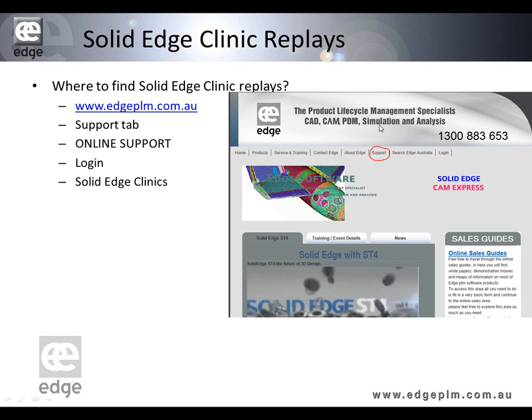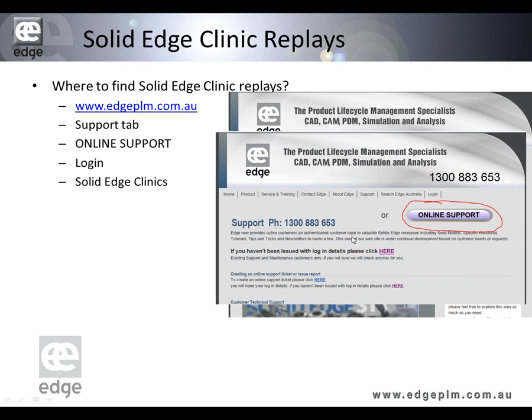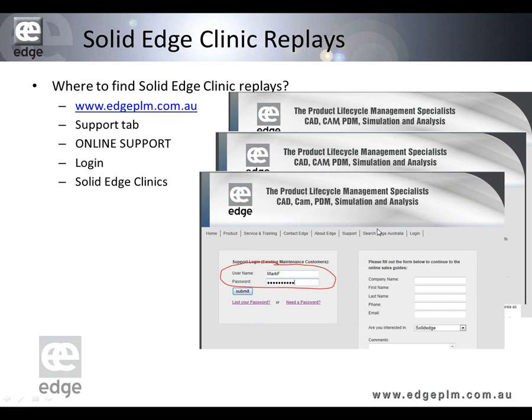So here's our website. When you get on there, click on the support tab across the top here. That will take you to the support page. Right at the top here, click on online support. Having clicked on that, it'll take you to the login page. Put in your username and password that you'd have got from us. If you don't have one, click on this icon here, fill out the form that pops up, and you'll be emailed one. This is for our supported customers.